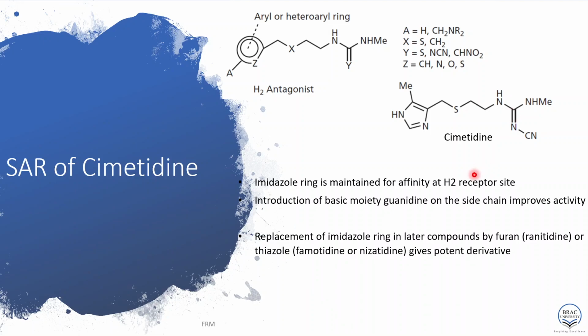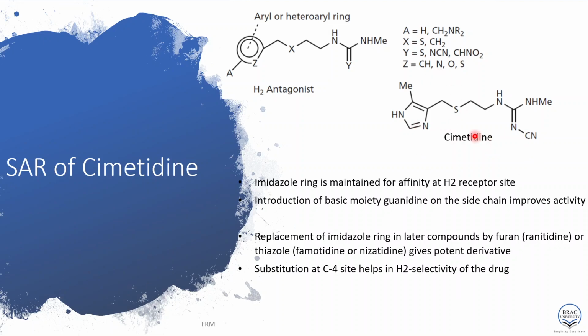So replacement of the imidazole ring. Earlier we talked about how this imidazole ring is not necessary for the function of the H2 blocker. So in compounds such as ranitidine, the imidazole ring is replaced by furan, and in famotidine or nizatidine, this ring is replaced by a thiazole ring. So those compounds are more potent or active than cimetidine.